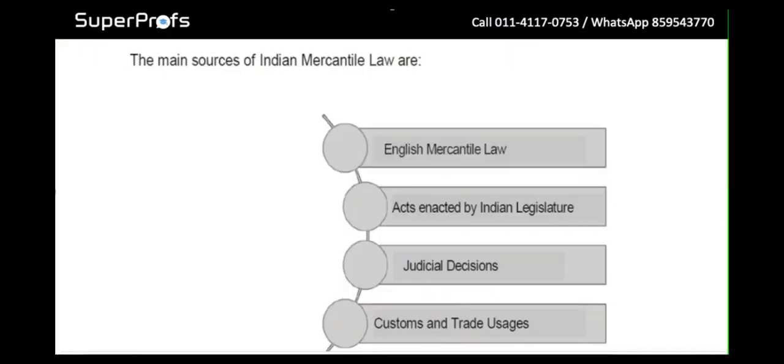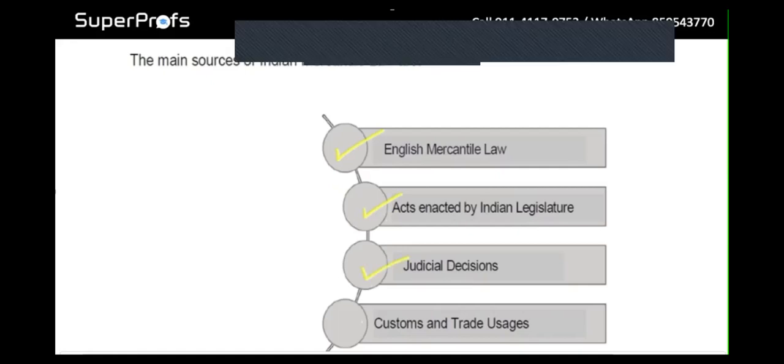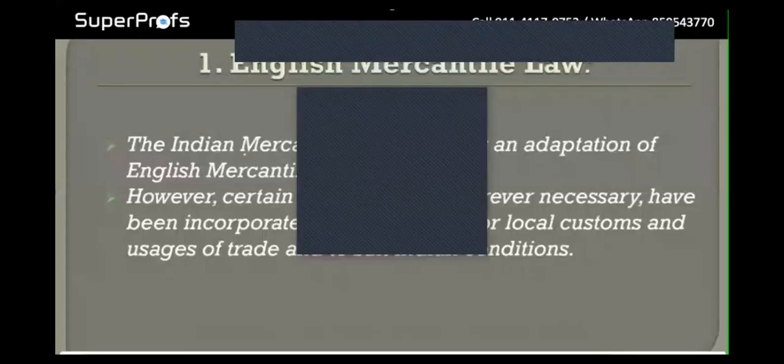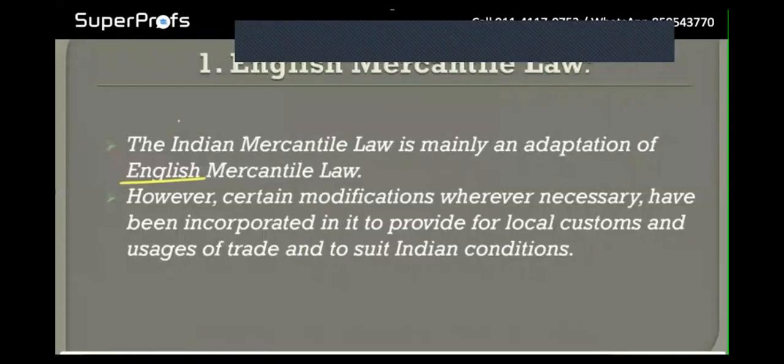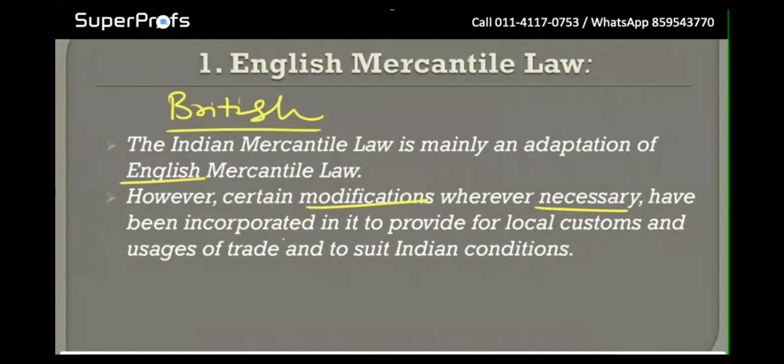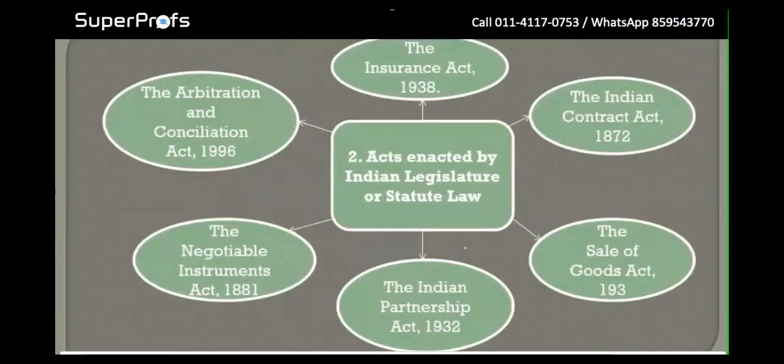In India, what are the sources of Indian mercantile law? We have the English mercantile law, acts enacted by the Indian legislature, judicial decisions, customs and trade usages. All this we call the sources of Indian mercantile law. Let us look at it in detail. Mainly the English system, we know very well British was ruling us, and that is why most of our law has been adopted from the British. There are certain modifications wherever necessary and they have been incorporated. It is mainly related to local customs and usages for Indian conditions. So whatever is for Indian conditions, we have adopted it.